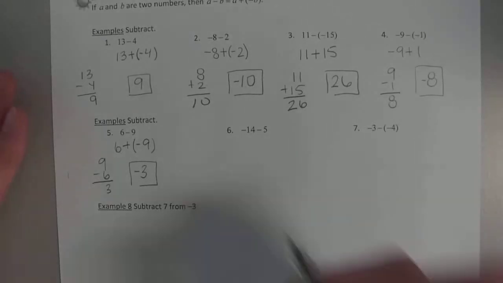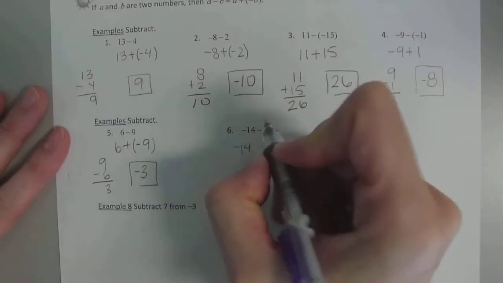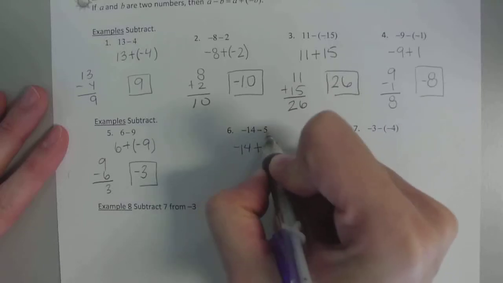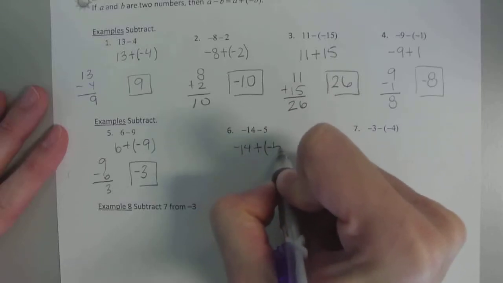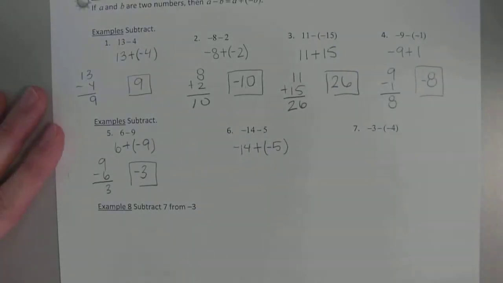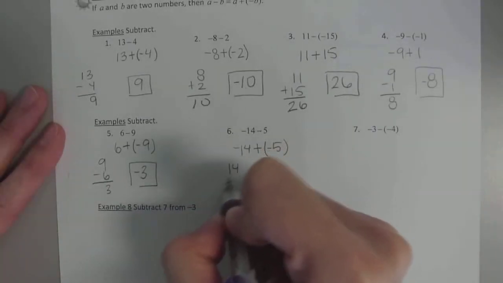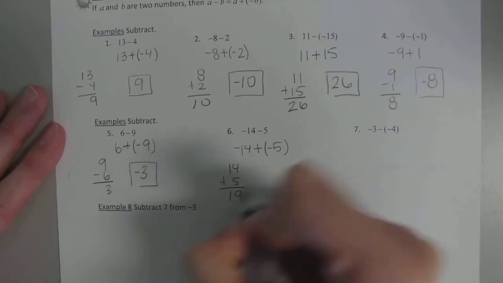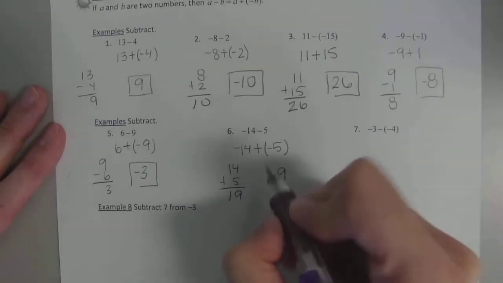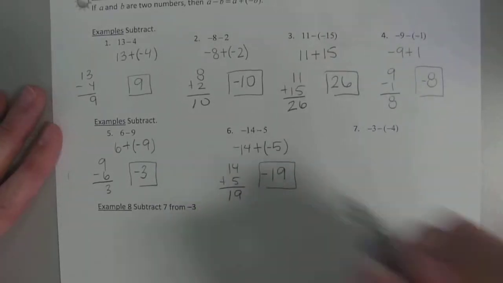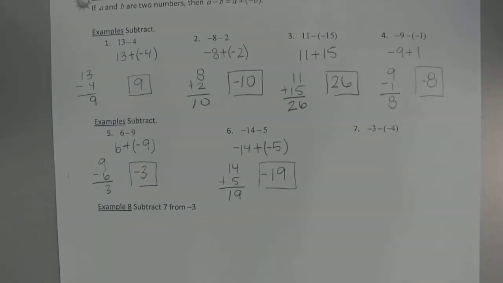Negative 14. Negative 14 stays the same. The subtraction changes to the opposite of 5, which would be negative 5, okay? When you have the same sign, what do you do? Plus them, you got it. So 14 plus 5 is 19, but it's really going to be negative 19 because they shared that negative sign. Again, $14 in debt, and then you take away $5 more, you're now $19 in debt.